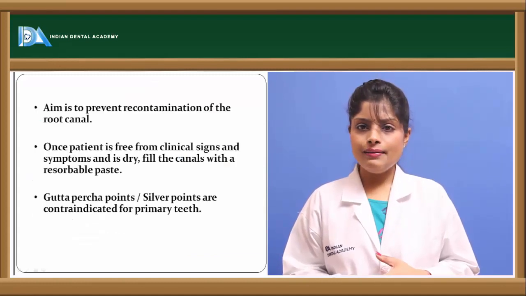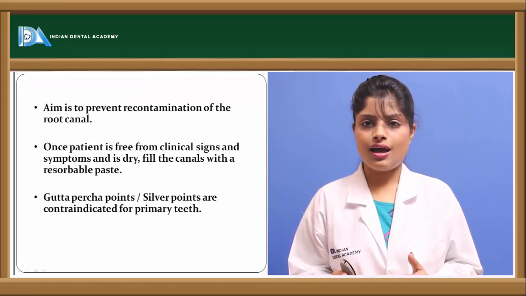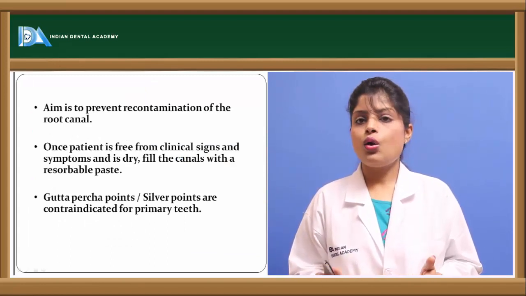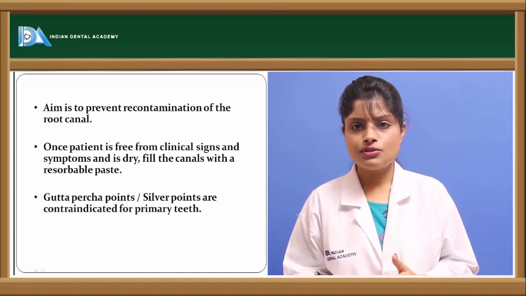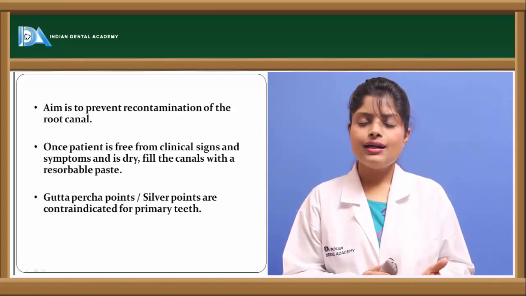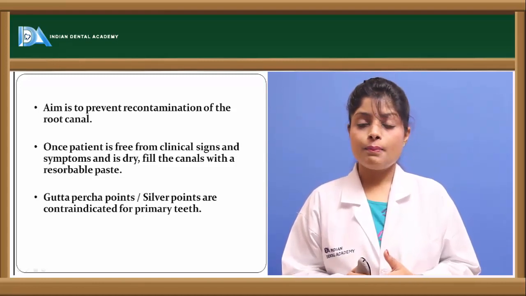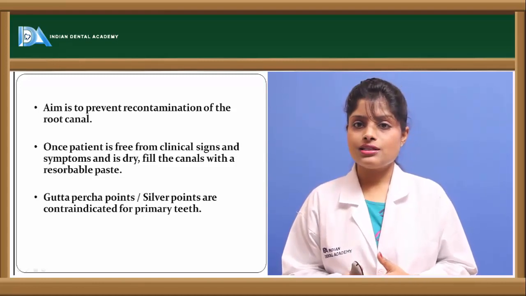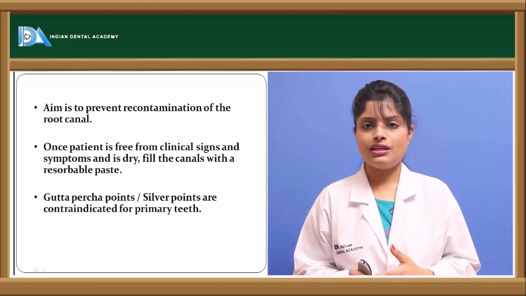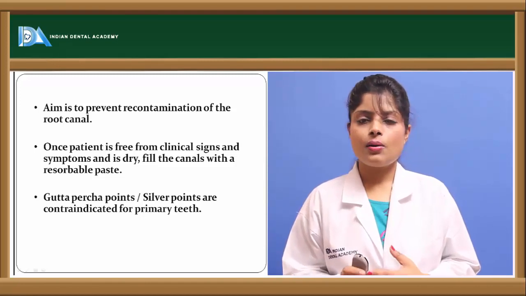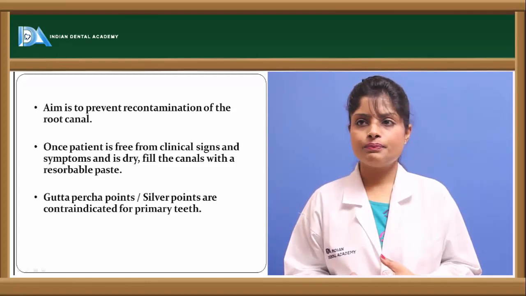Now, the aims of obturation are to prevent any recontamination of the root canal, as I have already explained. Once the patient is free from any clinical signs and symptoms, the canal is dried and the canal is filled with a resorbable paste. But GP points, that is gutta percha points, or silver points, are contraindicated for use in primary teeth because these are non-resorbable. They can only be used in permanent molars or other permanent teeth.